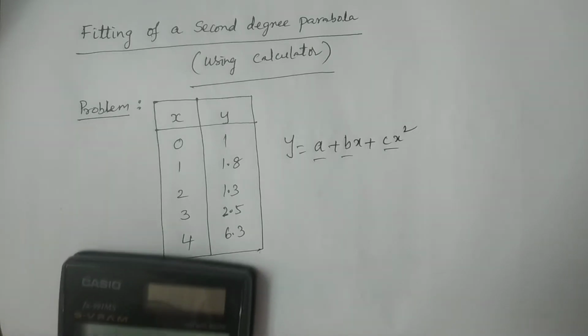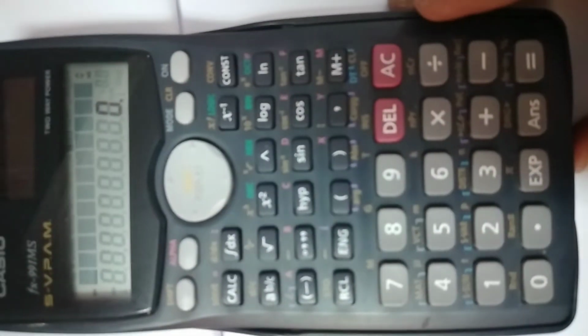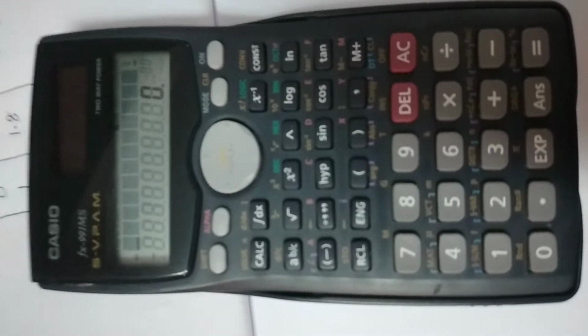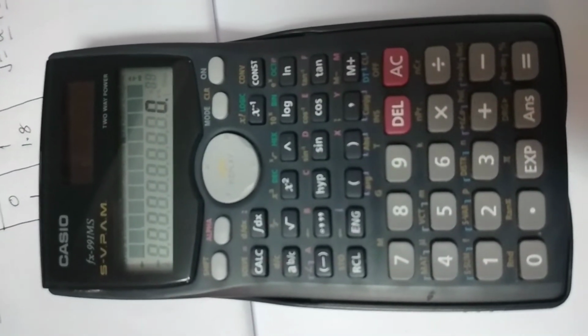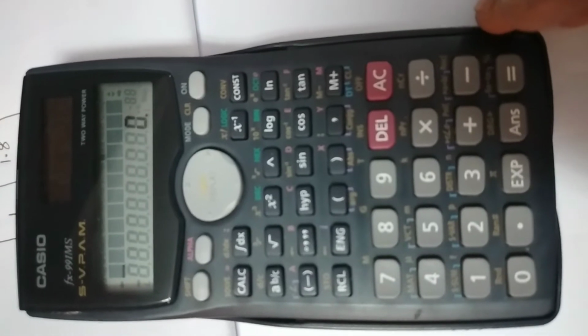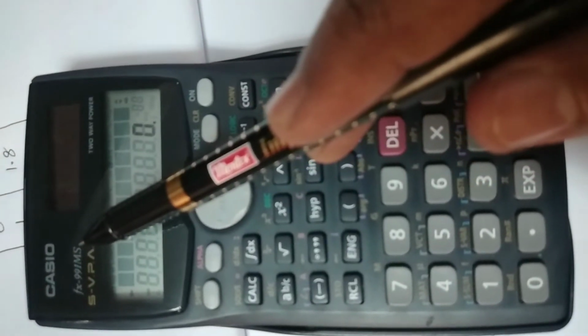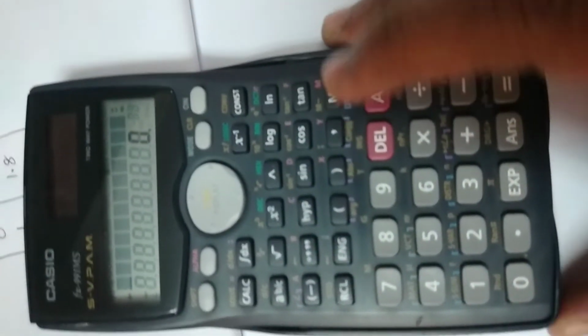You see now, I'm using the calculator in this way. If you use the calculator, probably it is visible to you. This is the calculator, the FX-991MS. So you take the data directly so that we can use the calculator.